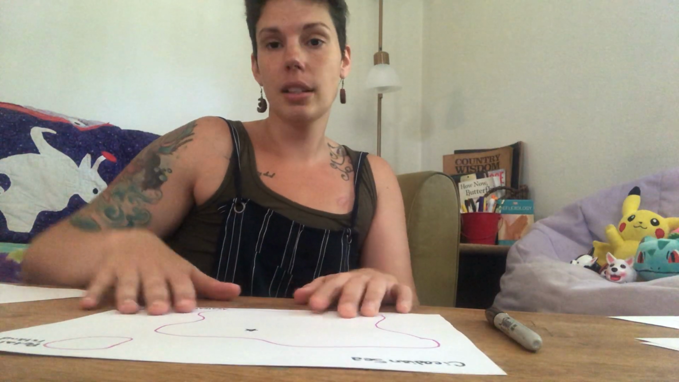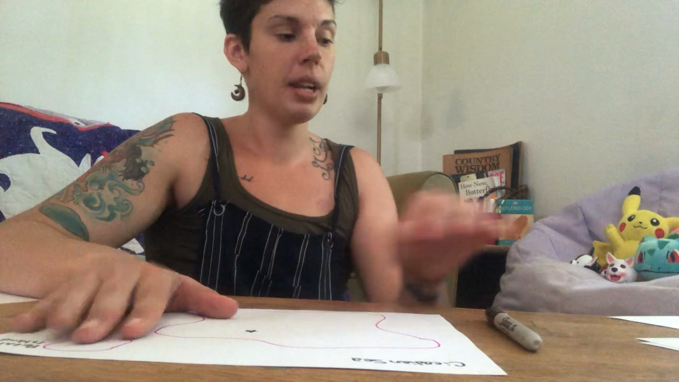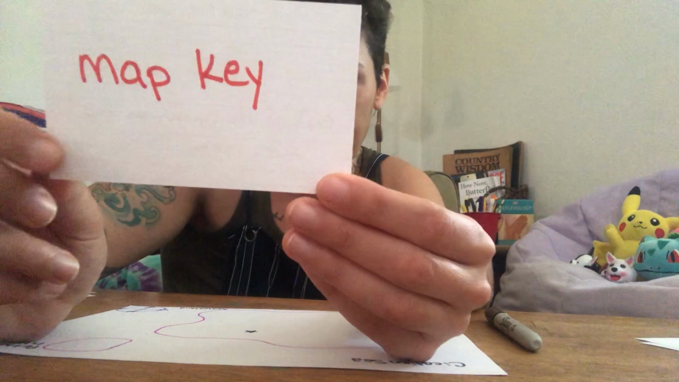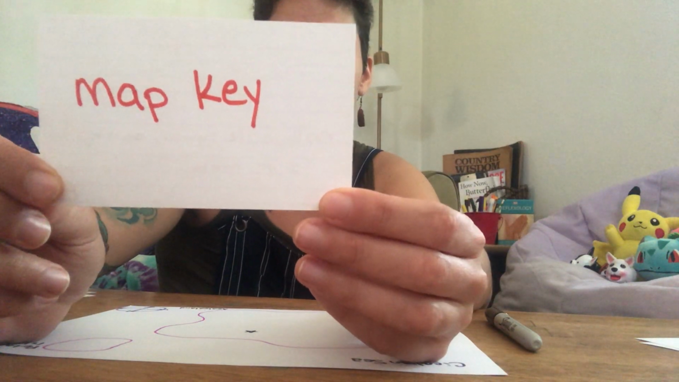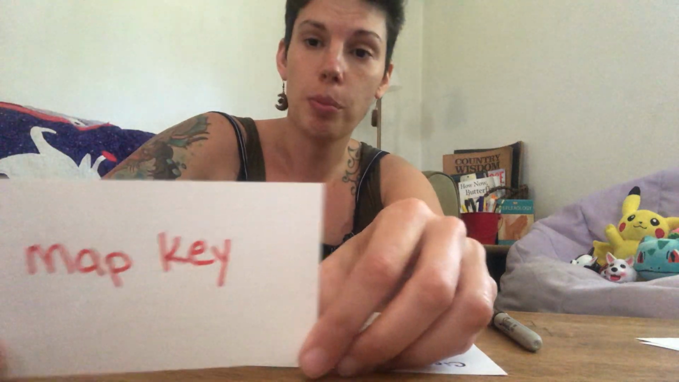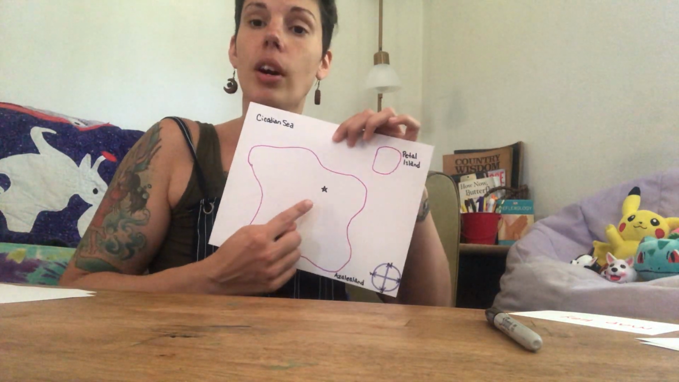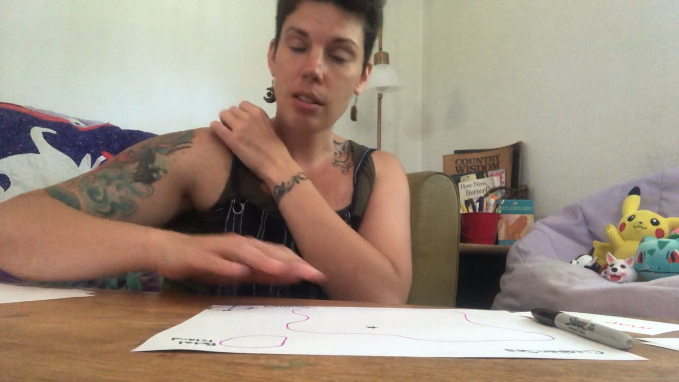So the next vocabulary word that I have for you is map key. This explains the symbols on a map, and it saves room on the map. Right here we have a star. A star is a symbol. So now we need to make a map key so we'll know exactly what that star means.